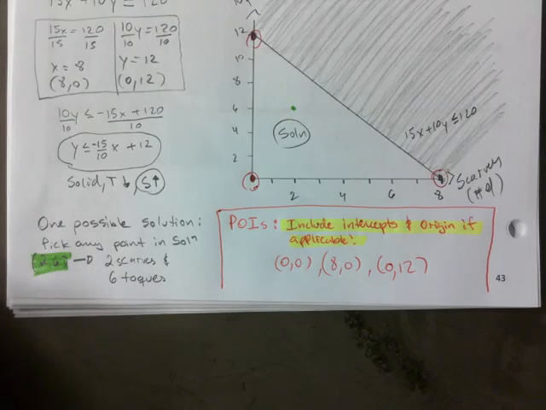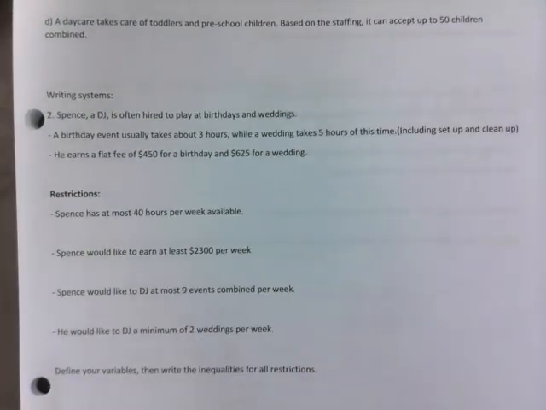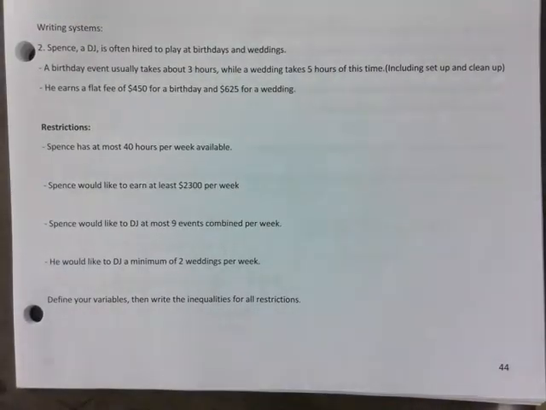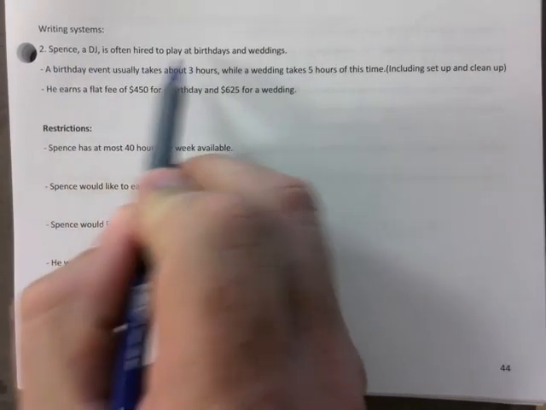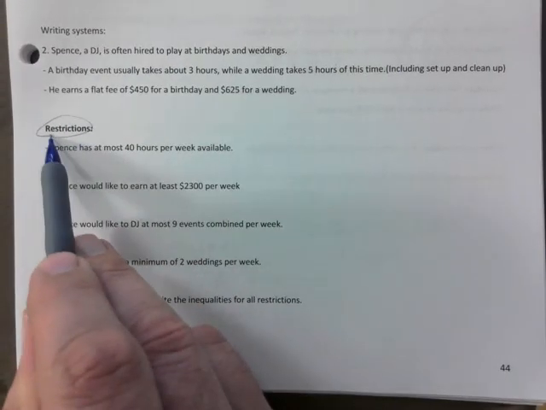Let's go to 44. This is where we're going to practice the writing a little bit more. Writing our inequalities. Go to the middle where it says Spence, a DJ. I want you to read this problem, and I'm slowly getting you into how to write inequalities. I want you to write every single one of these bullets here as a restriction, an inequality.